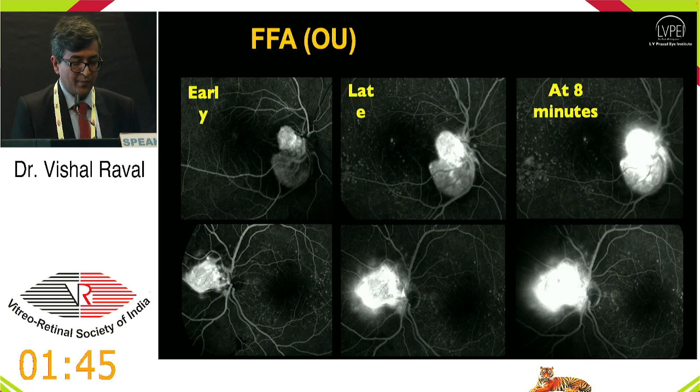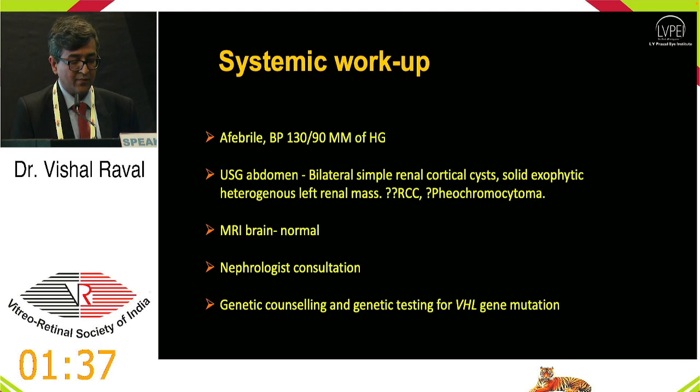Fluorescein angiography from early to late phase again showed the lesion increasing in intensity as well as size, with late leakage seen at 8 minutes. A systemic workup was undertaken, where ultrasound abdomen showed bilateral simple renal cortical cysts as well as a very heterogeneous left renal mass, for which the patient was referred to a nephrologist to rule out renal cell carcinoma or pheochromocytoma.